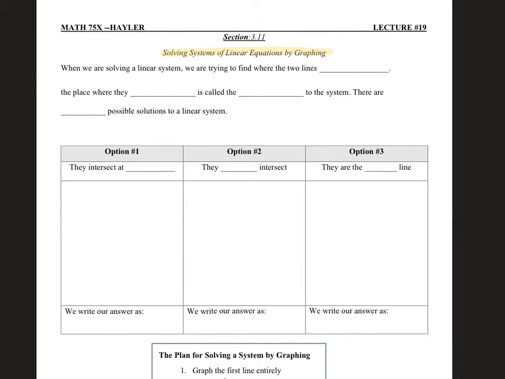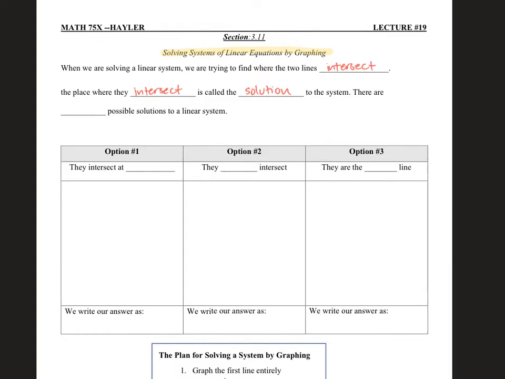So when we are solving a linear system, we're trying to find where the two lines intersect. In this case, we're talking about a linear system with just two equations, which is why we'd be looking at two lines. You can have more equations in a system, but we're just going to focus right now on the ones with two equations. The place where they intersect is called the solution to the system. So what we're looking for is where the two lines would intersect.